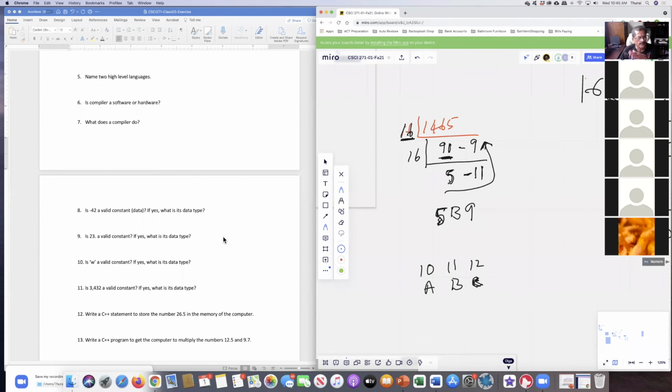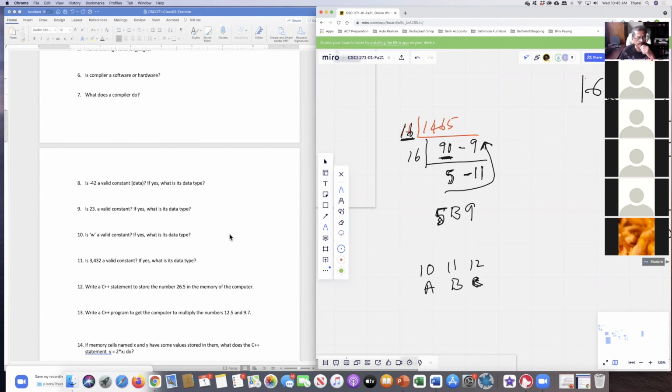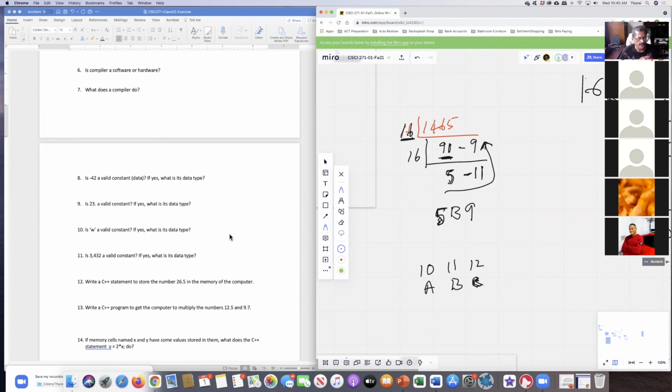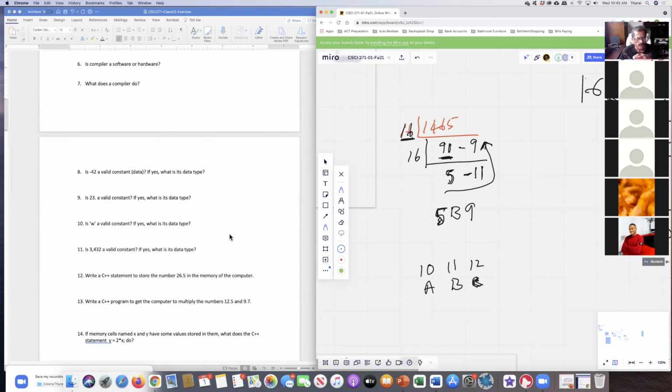Yes, it is valid. You can have negative numbers as data. Constant is same as data. What is the data type? It's integer. It's negative 42, so it's integer. 23 point, is that a valid constant? Yes. And what's the data type? Floating point. Any number with decimal point is called floating point type.